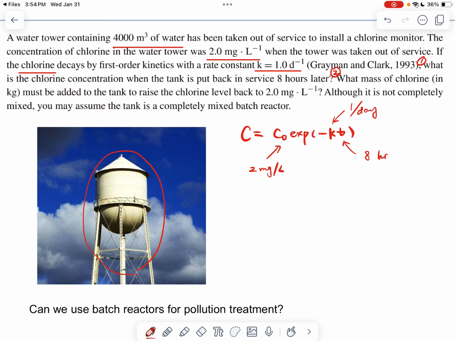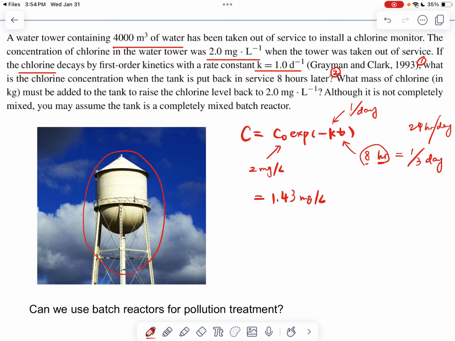Okay, so should we just directly multiply these to each other? No, right? Because we have to convert hour into day. And luckily there are 24 hours per day, right? So this just means that 8 hours is 1 over 3 days, right? So in this way, you can directly multiply 1 with 1 over 3, and then you can find out that the final concentration after this 8 hours is going to be, let's see, 1.43 milligram per liter. Okay, so this is the final concentration.